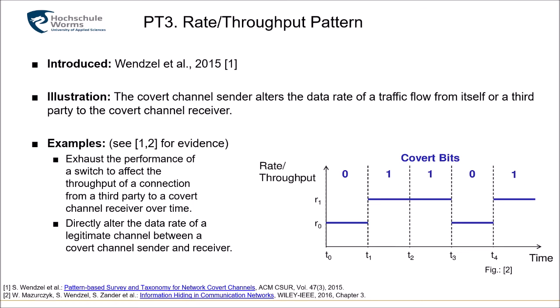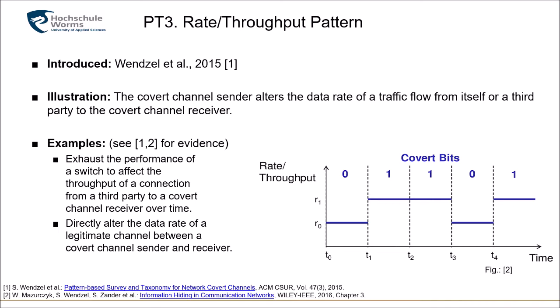Rate and throughput pattern. This is also an original pattern from 2015. The covert channel sender alters the data rate of traffic flow from itself or of a third party to the covert channel receiver. For instance, one could exhaust the performance of a switch to affect the throughput of a connection from a third party to a covert channel receiver over time. So what does that mean?